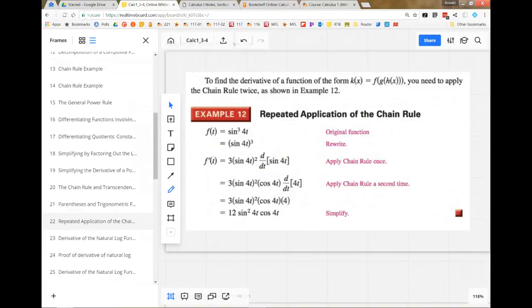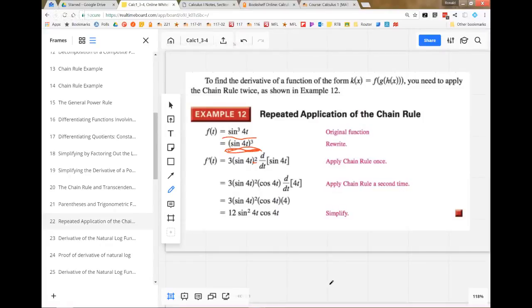So here's the function we're dealing with, the sine cubed of 4t. So first, with the way we handle parentheses and how we do this cube thing, the second line is really what we mean, the sine of 4t cubed. All right, so first we deal with the outer. We do the power rule, 3 multiplied by the sine of 4t, and we lower the power by 1.